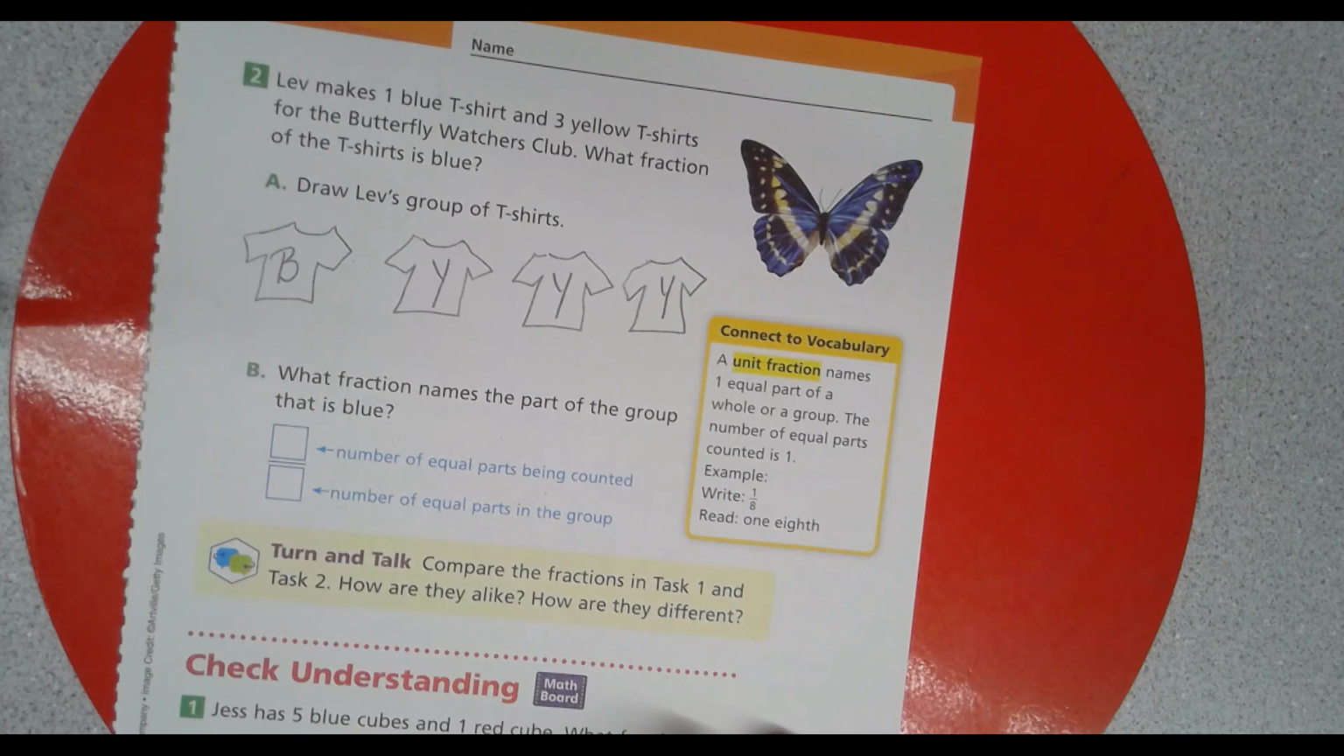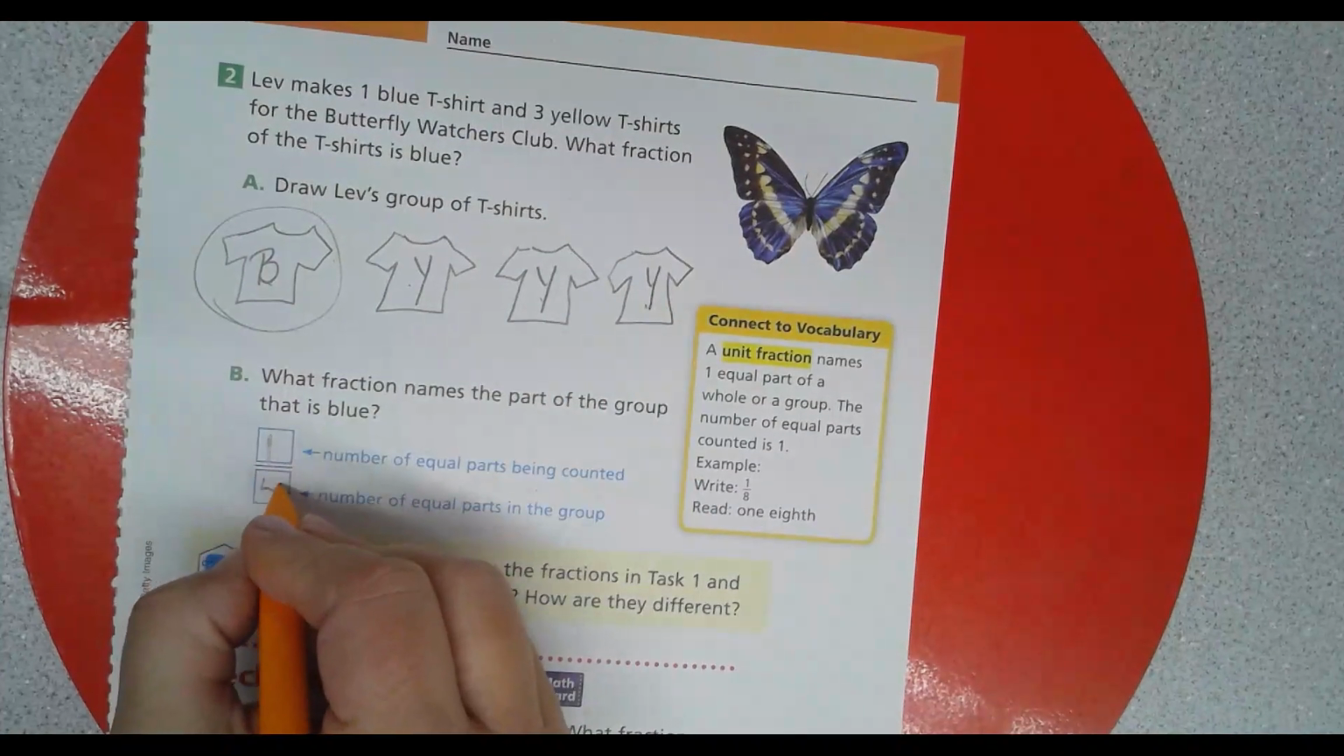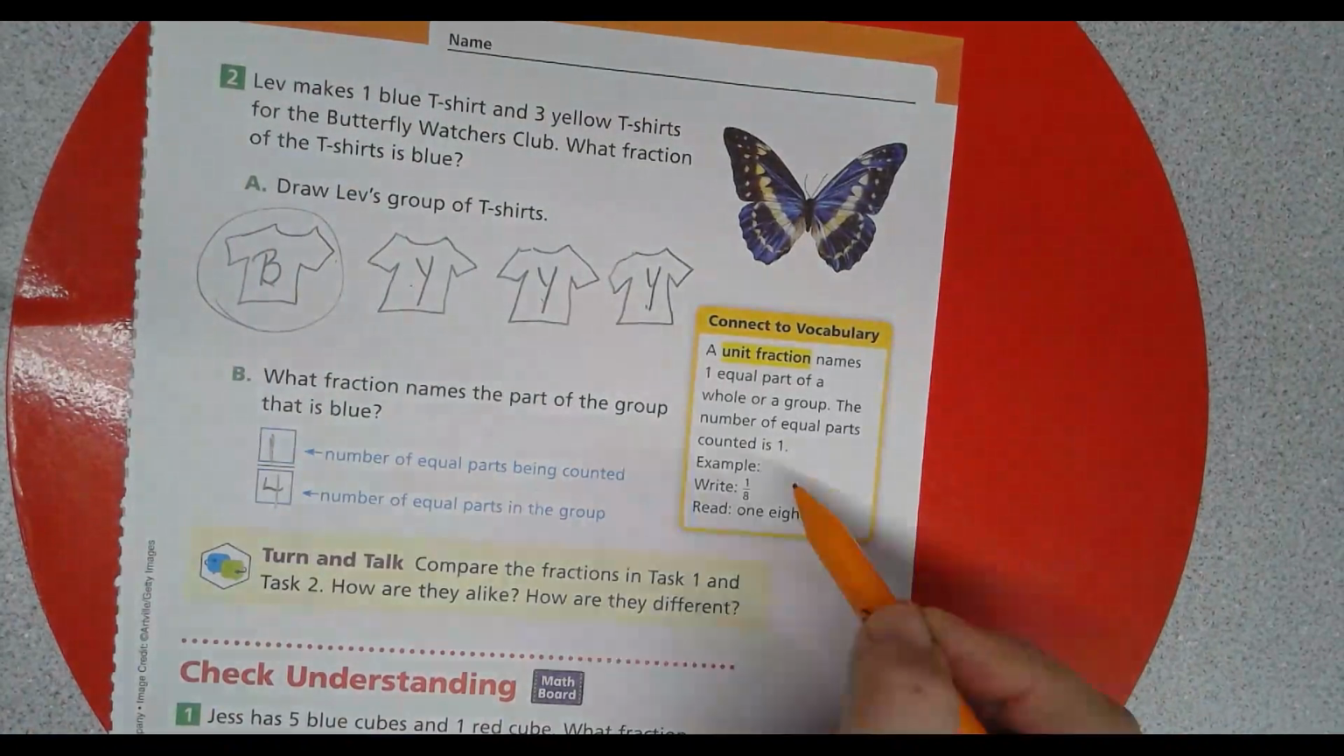All right. There we go. So, what fraction names the part of the group that is blue? So, how many are blue? Right there, because there's one that's blue. This bottom number, which is your denominator, says how many total t-shirts are we talking about? 1, 2, 3, 4. So 4 goes right there because we have a total of 4 t-shirts.